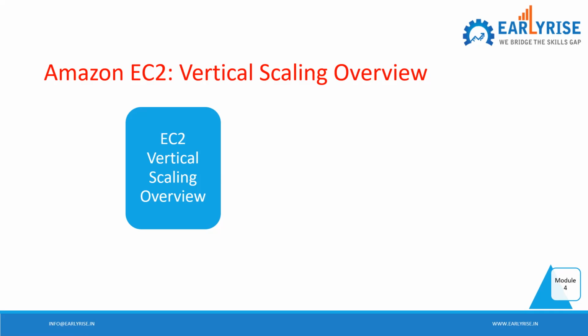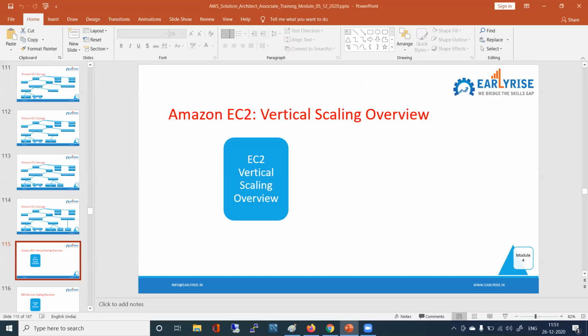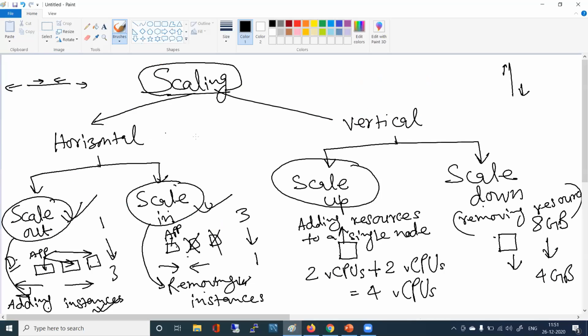So we have looked at horizontal and vertical scaling. Under horizontal scaling, we learned about scaling out and scaling in. Then vertical scaling: scaling up, scaling down. When we talk about vertical scaling, we talk about only one machine, right?